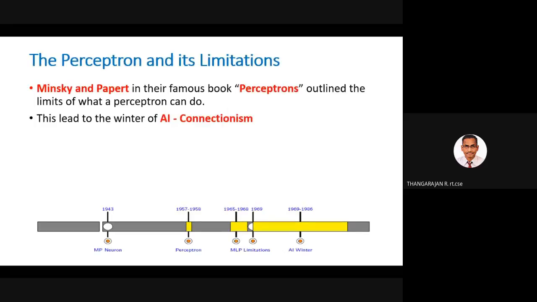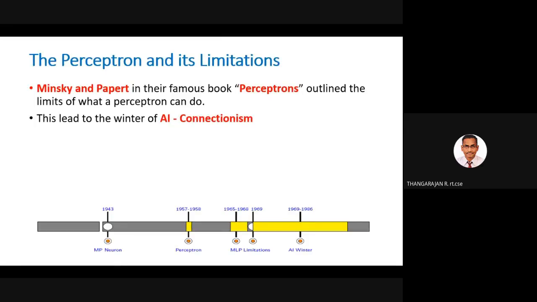And that led to the winter. So far it was the springtime; now it is the winter time of AI connectionism. Connectionism is a branch of AI which deals with neurons, where multiple elements or entities are connected. Apart from that, you have other types of AI, like expert systems and planning systems.